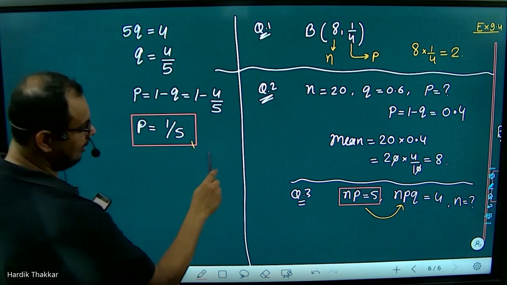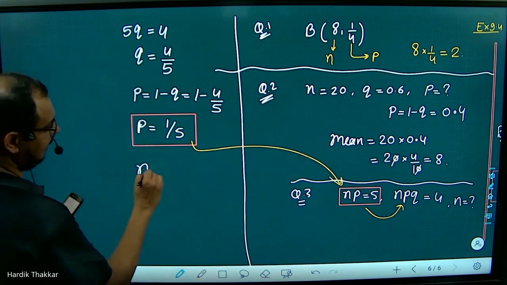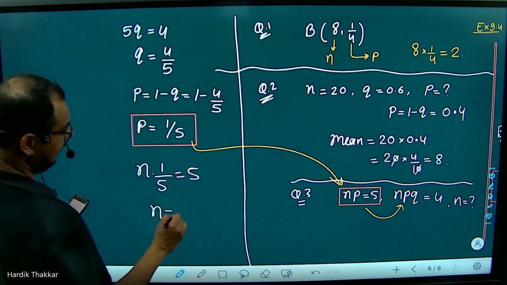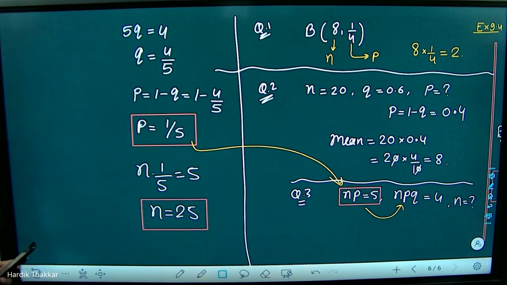Now put the value of P here and you will get the number of trials N. So N into 1 upon 5 is equal to 5 and you will get N is equal to 25. That's it. This is your answer.